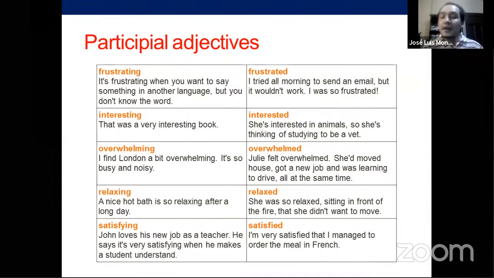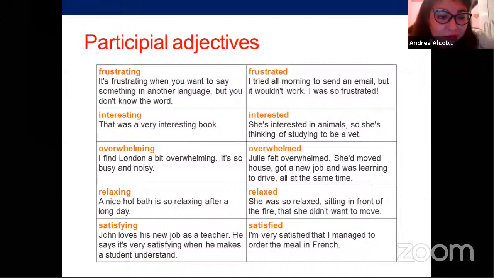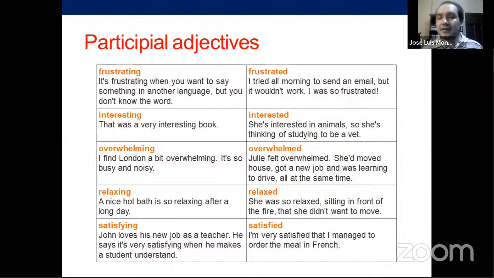Thank you very much. The only one was this one, but I'm going to read everything. Right? Good. Frustrating, frustrated, right? The situation is frustrating. I feel frustrated. The movie is interesting. I am interested. Overwhelming. Okay, this is going to be overwhelming.